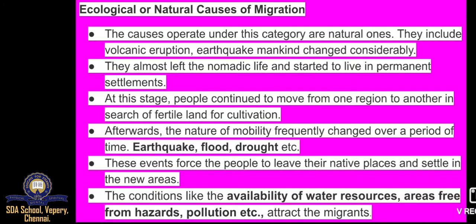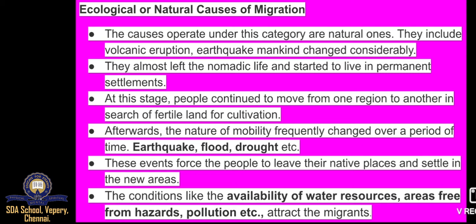And next, ecological or natural causes of migration. The causes that operate under this category are natural ones. They include volcanic eruption, earthquake, and so on. Mankind changed considerably, and they almost left the nomadic life and started to live in permanent settlements. At this stage, people continued to move from one region to another in search of fertile land for cultivation.